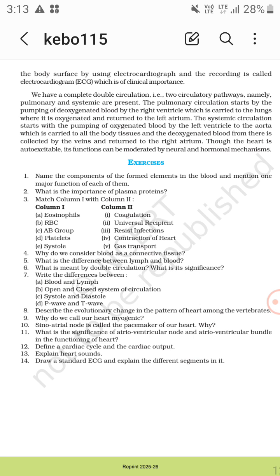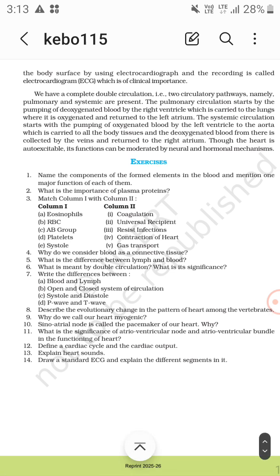Now, what is the importance of plasma proteins? There are fibrinogens, albumins, and globulins. Globulin is for the defense mechanism, albumin is for osmoregulation, and fibrinogen is for clotting. So plasma proteins are very important.